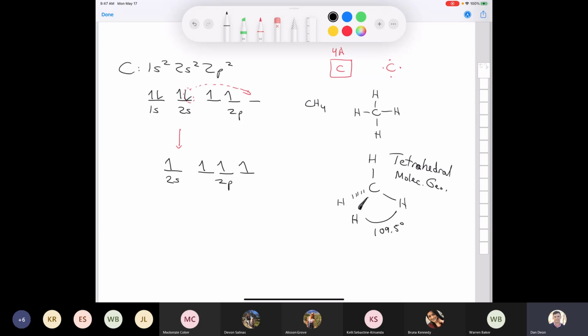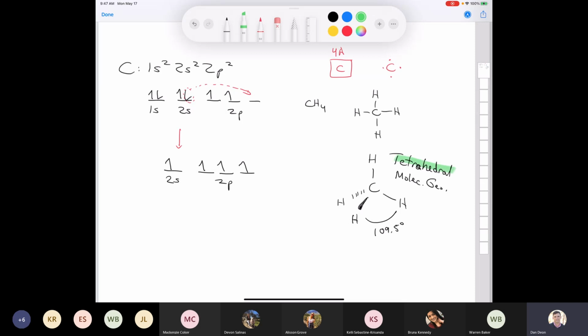Okay, so everybody should have been introduced to molecular geometries: linear, bent, trigonal pyramidal, right? Tetrahedral, seesaw, octahedron, square base pyramid, all that good stuff. Square planar, right? All that good stuff. And you should have been introduced to the concept of a tetrahedron.